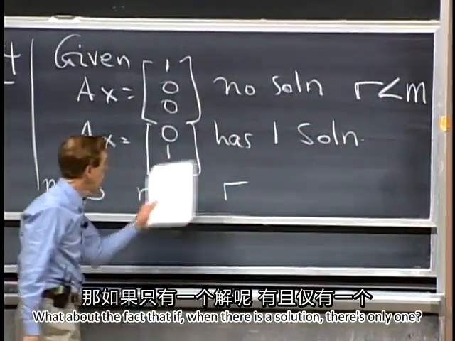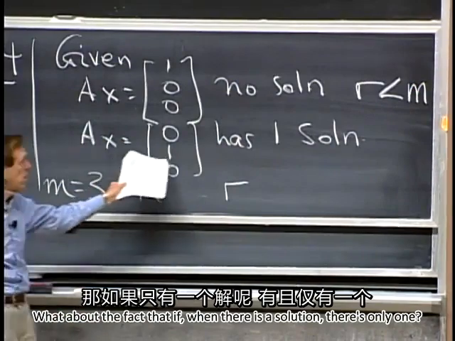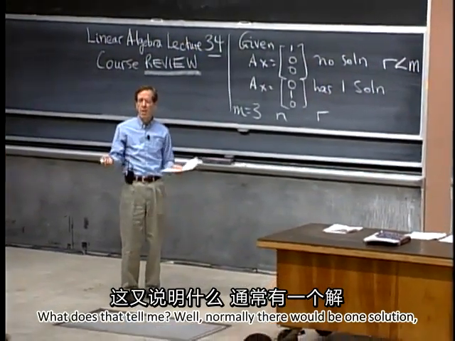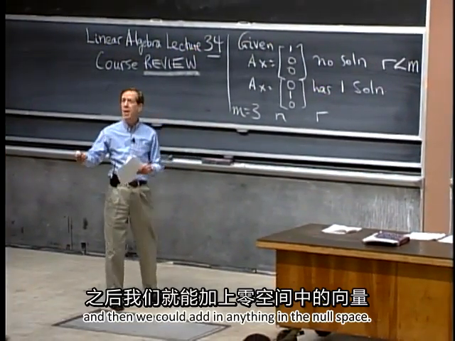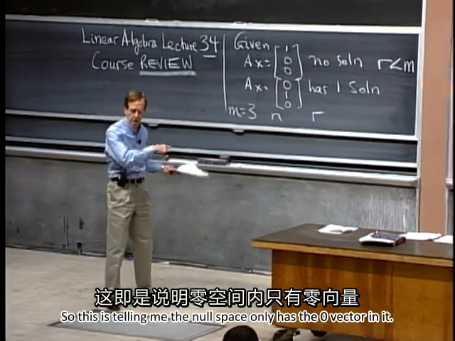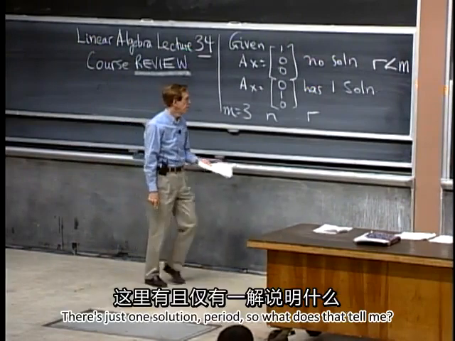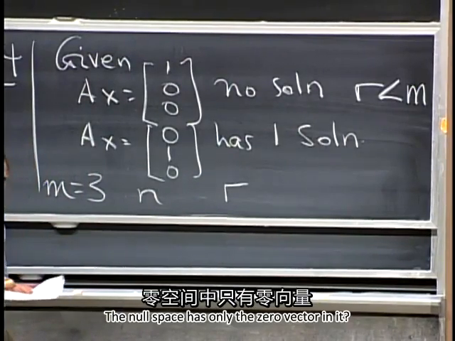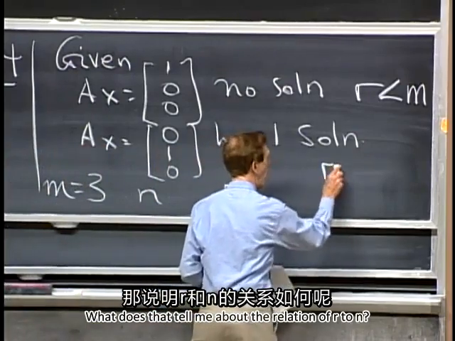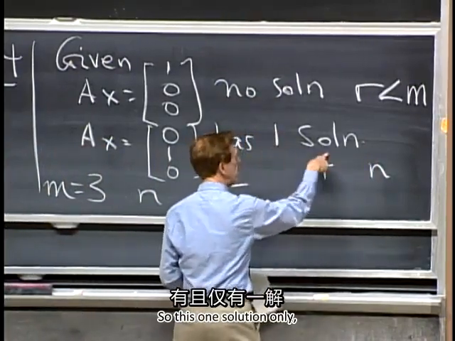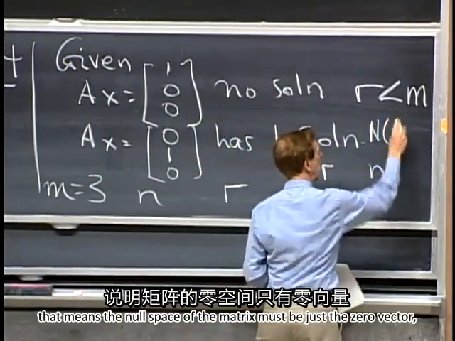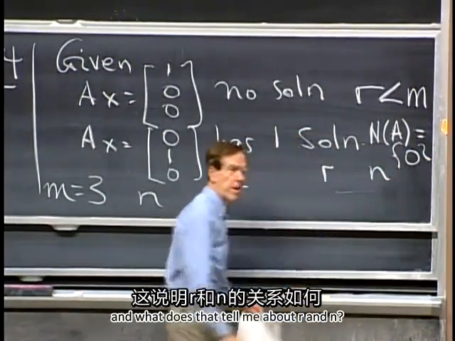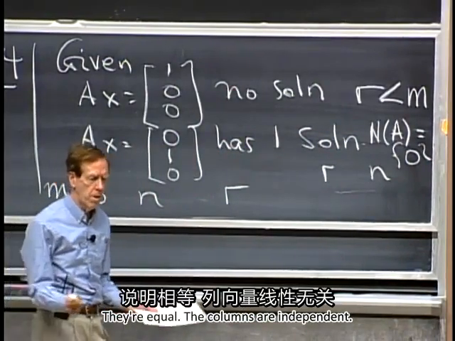So any time there's a system with no solutions, that tells me that r must be below m. What about the fact that when there is a solution, there's only one? What does that tell me? Well, normally there'd be one solution, and then we could add in anything in the null space. So this is telling me the null space only has the 0 vector in it. There's just one solution, period. That means the null space of the matrix must be just the 0 vector. And what does that tell me about r and n? They're equal. The columns are independent.